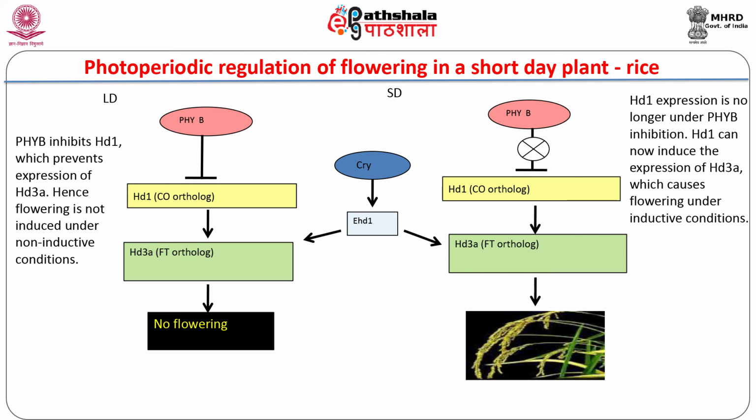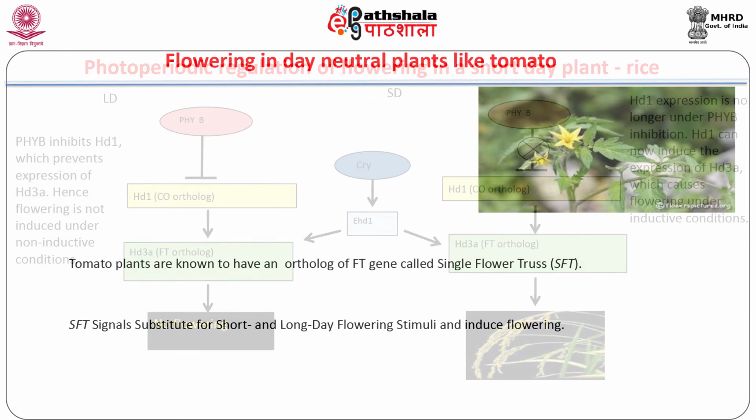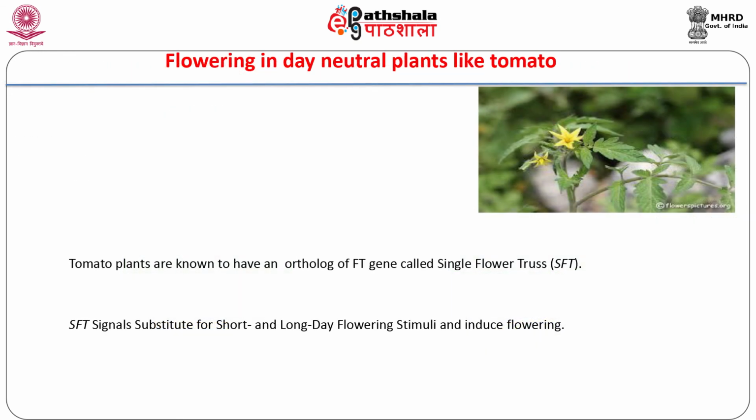Cryptochromes are also known to induce HD3A expression through another regulatory protein called early heading date 1 or EHD1. However, the mechanism is not well understood. Flowering in day-neutral plants like tomato also use the same components that induce flowering in Arabidopsis or rice, but the regulation of these components is not light-dependent. An ortholog of FT called single flower truss or SFT provides the signals for flowering induction. However, SFT activation is independent of photoperiod.